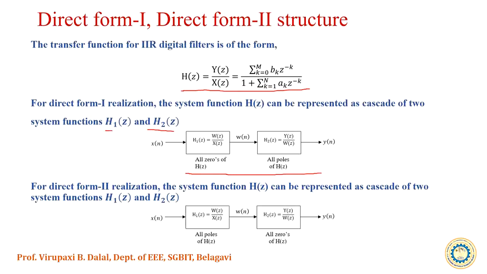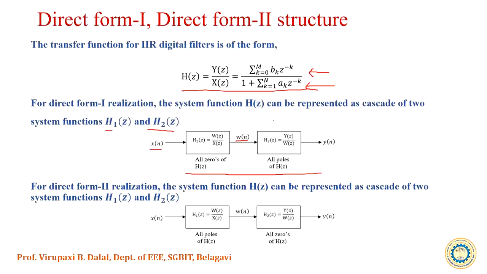Here for the first block the input is say x(n) and the output is say w(n), the intermediate output. The z transform of x(n) is X(z), and the z transform of w(n) is W(z). Therefore I can write the transfer function H1(z) = W(z)/X(z). Let us consider H1(z) as zeros of the transfer function. As we know, the numerator part is zeros of H(z) and the denominator is poles of H(z). Now consider H2(z) as the denominator, which is nothing but poles of H(z).